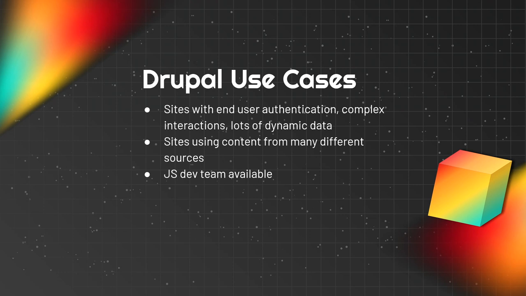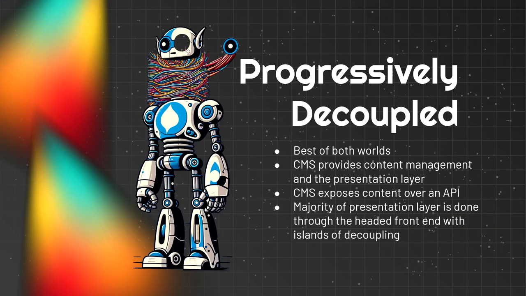The last one we'll cover is progressively decoupling. So in the Drupal world, this is really the best of both worlds. You get a lot of the benefits without a lot of the complexity or trade-offs of the headless or fully decoupled approach. In this approach, your CMS is providing the content management and the presentation layer, but your CMS can still expose content over an API.